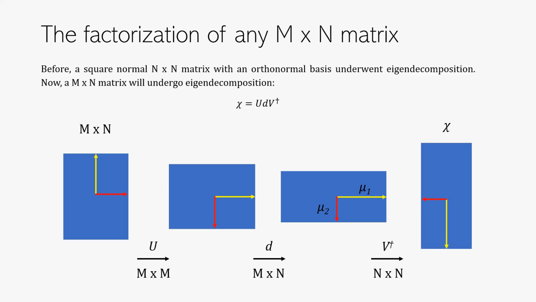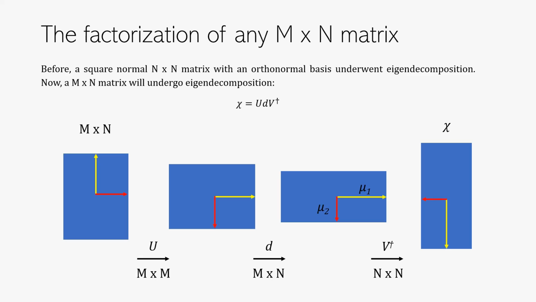Then the new m by n matrix undergoes a rotation given by this n by n unitary matrix, which is a conjugate transpose of V. And all of these transformations together yield chi. The diagonal entries given by mu are called the singular values, and the number of non-zero singular values is equal to the rank of the chi matrix. The columns of U and the columns of V are the left singular vectors and the right singular vectors of the chi matrix respectively, and together they make up the diagonals.